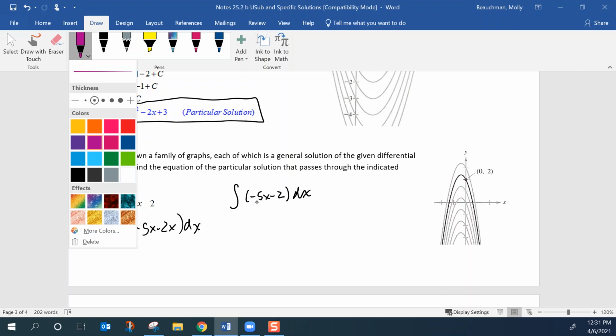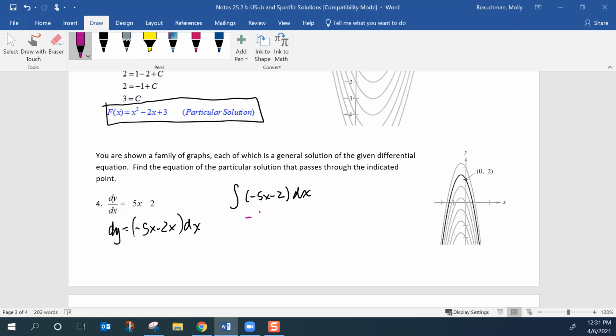The integral of negative 5x is negative 5, add 1 to the power, x squared over 2, minus 2x plus an arbitrary constant. So the derivative of our function is our integral. Our original function is negative 5 halves x squared minus 2x plus c. To find out what c is, take our coordinate 0, 2, let x equal 0, let the y coordinate, or f of x, equal 2, and solve.